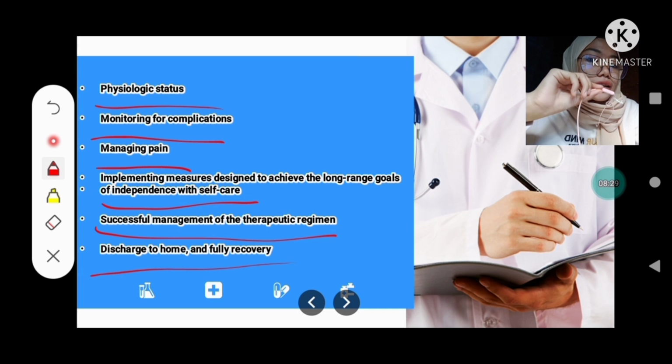We still need to assess the patient. This is the responsibility of the nurse in the PACU, also through to discharge from the PACU.